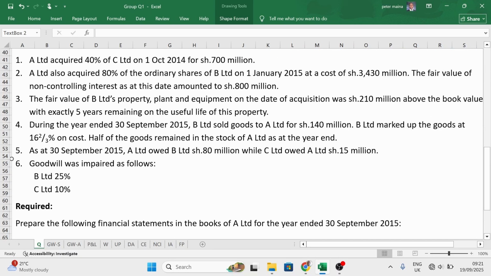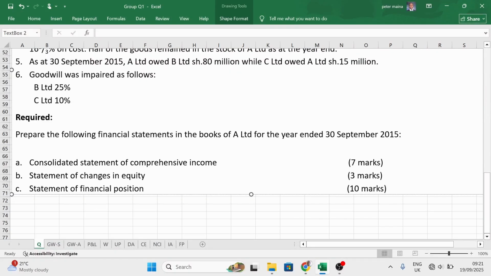Then point number 6, you are told goodwill was impaired as follows: B Limited 25% and C Limited 10%. Required, prepare the following financial statements in the books of A Limited for the year ended 30th September 2015. A. Consolidated statement of comprehensive income. B. Statement of changes in equity. And C. Statement of financial position. And then you have the total marks. The total is 20 marks.